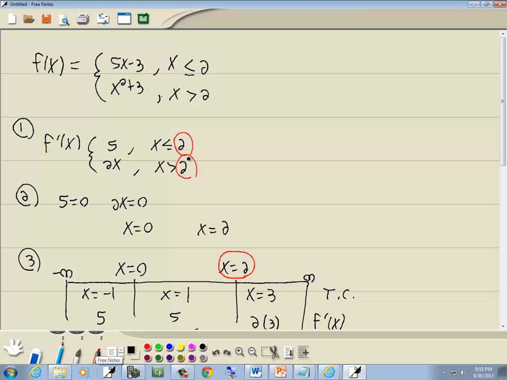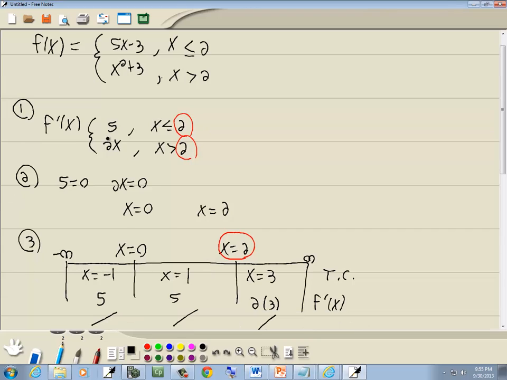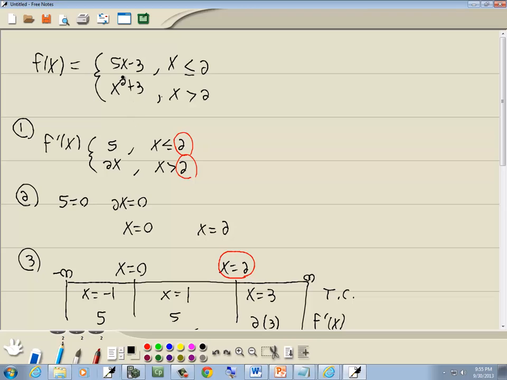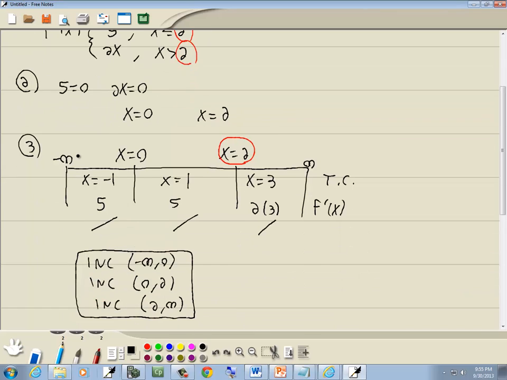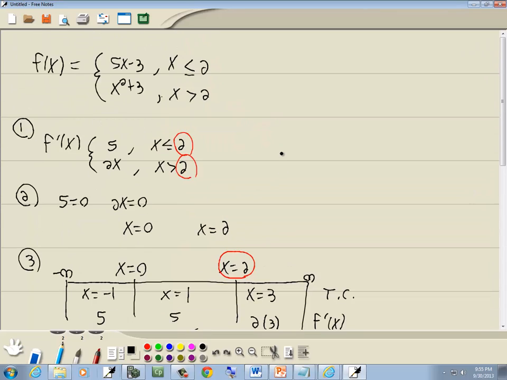Now specifically, when we found these critical values, this x equals 0, and here we got x equals 2. For this first piece, even though we came up with this critical value from the derivative, it's just a line anyway. And a line actually is increasing from negative infinity to 2. So you could set it up that way.